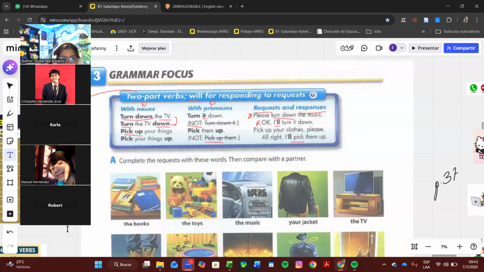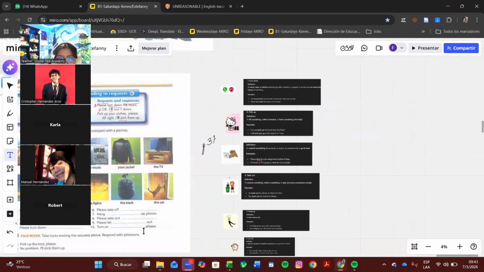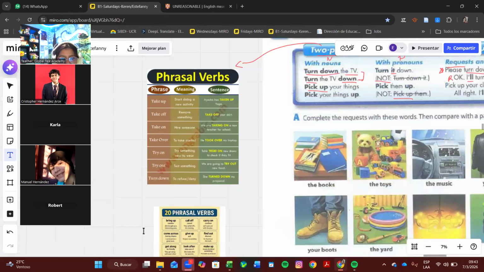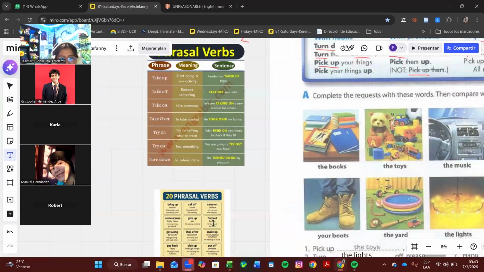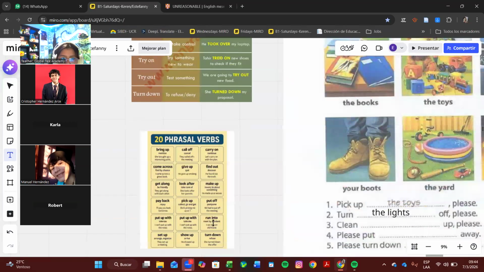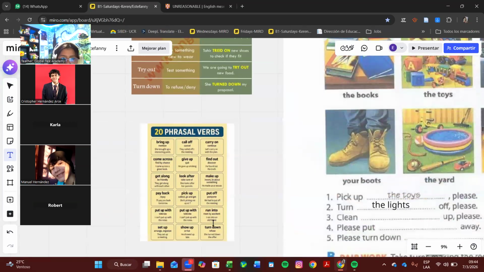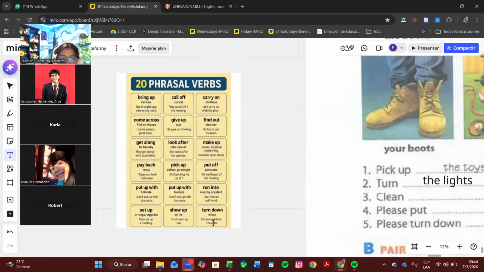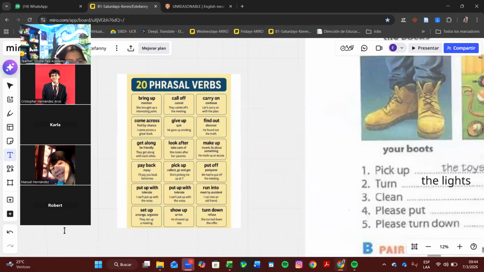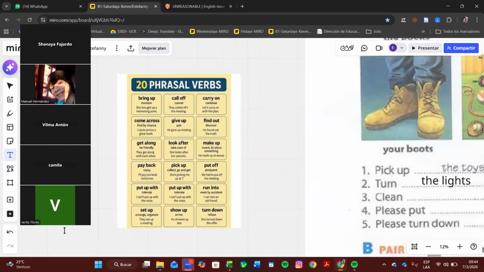Ready. No, la tablita del otro lado. Which one? This one. No, la del otro lado. This one. Okay. So the first one or the second one? Because we have two.